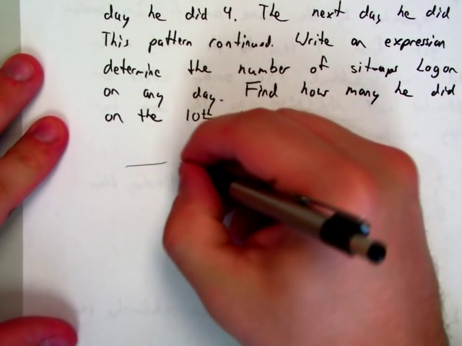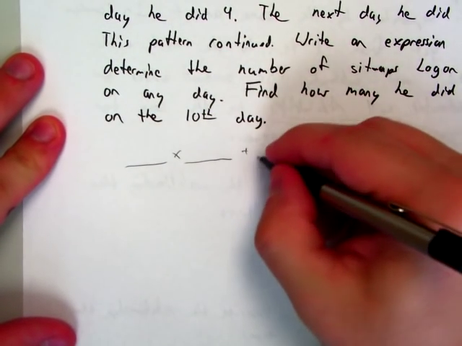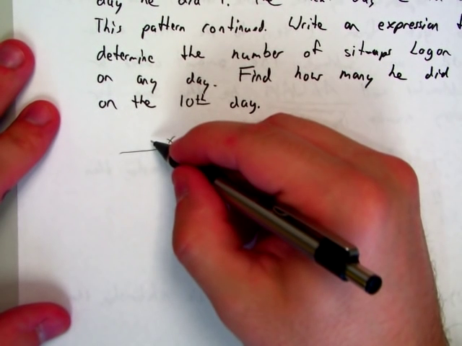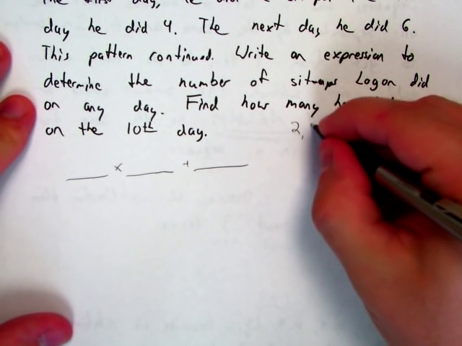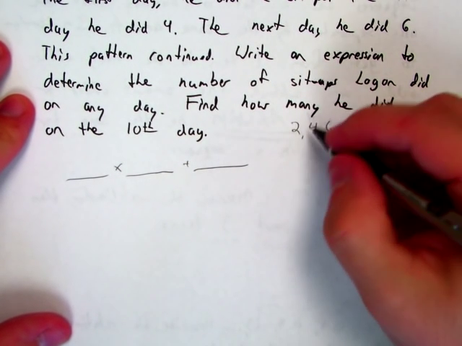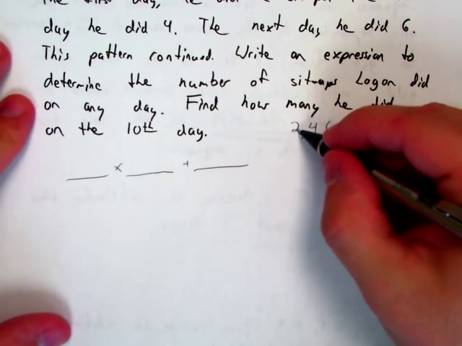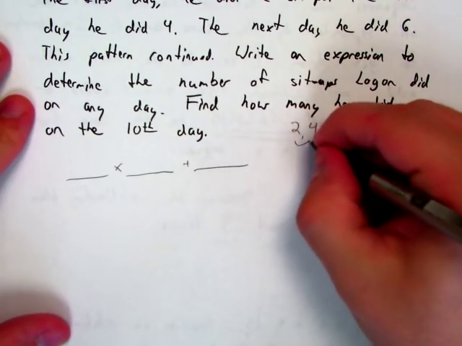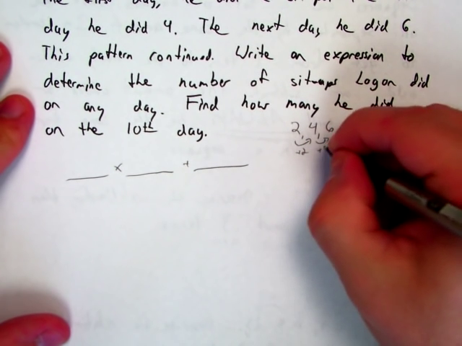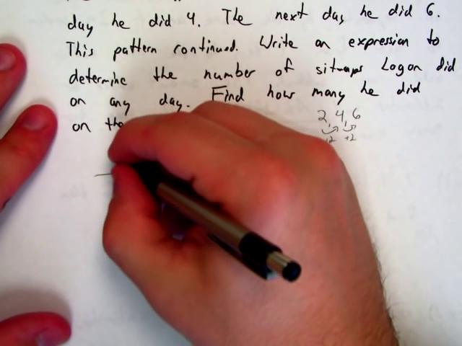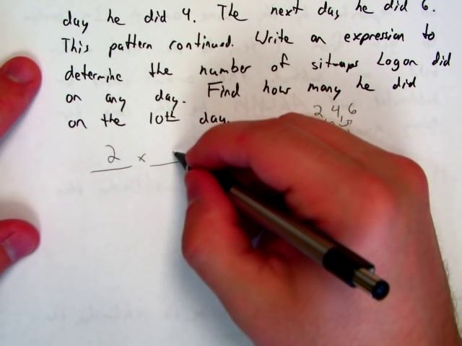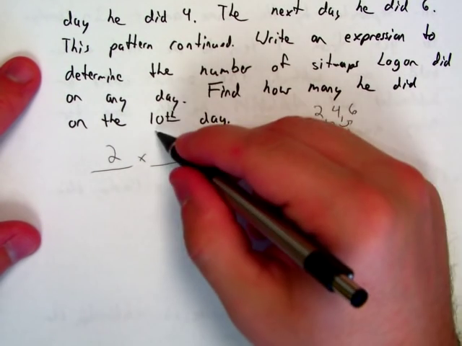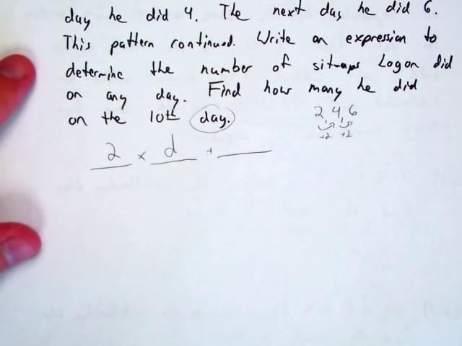So, right here, this is going to be what we're adding to each term. So our sequence is 2, 4, 6. Right here, this is going to be our first term. And to get from that term to the continuous one, we're going to continuously add 2. So we're going to do 2. Right here, this is going to be a variable to represent what we're looking for. We're looking for days, so we're going to put D there.